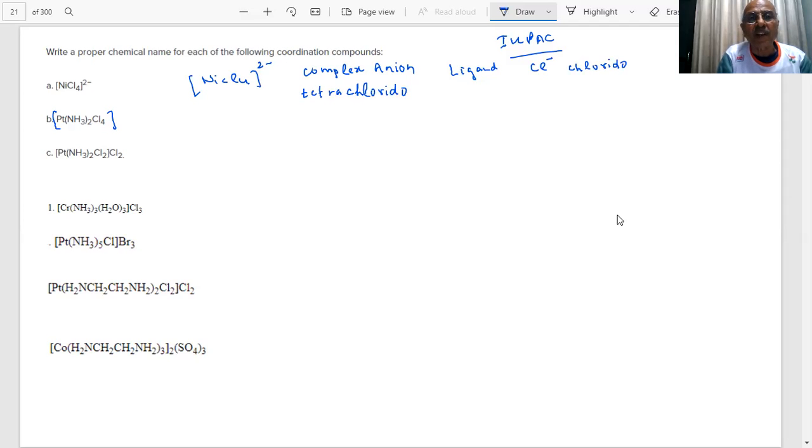What is the oxidation number of nickel here? We have to calculate. If I put it X, then this is minus 1 into 4 equal to minus 2. Then what will be the value of X? That will come to be plus 2. So the oxidation number of nickel is plus 2.